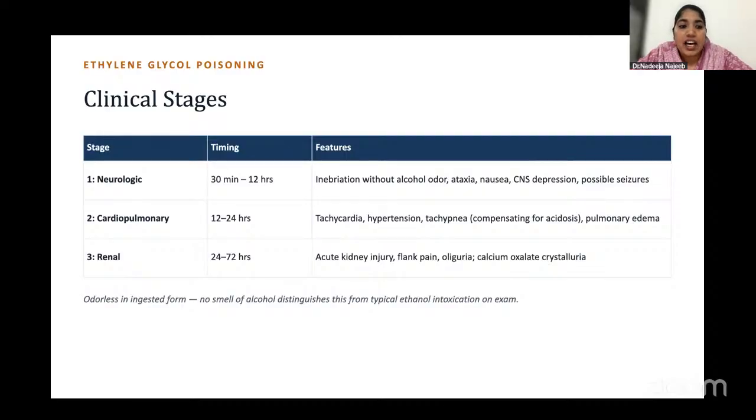The second phase is the cardiopulmonary phase. 12 to 24 hours after ingestion, patient has tachycardia, hypertension, tachypnea, and pulmonary edema. The third stage is the renal stage, appearing 24 to 72 hours after ingestion: acute kidney injury, flank pain, oliguria, calcium oxalate crystalluria.